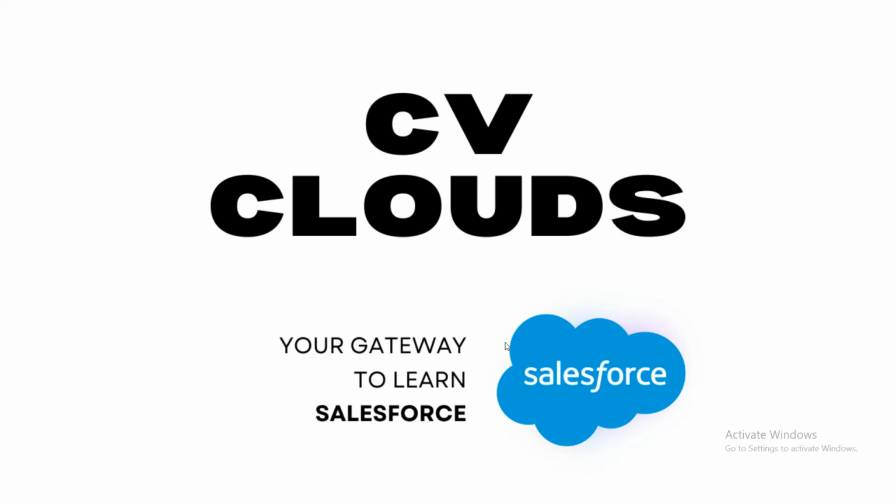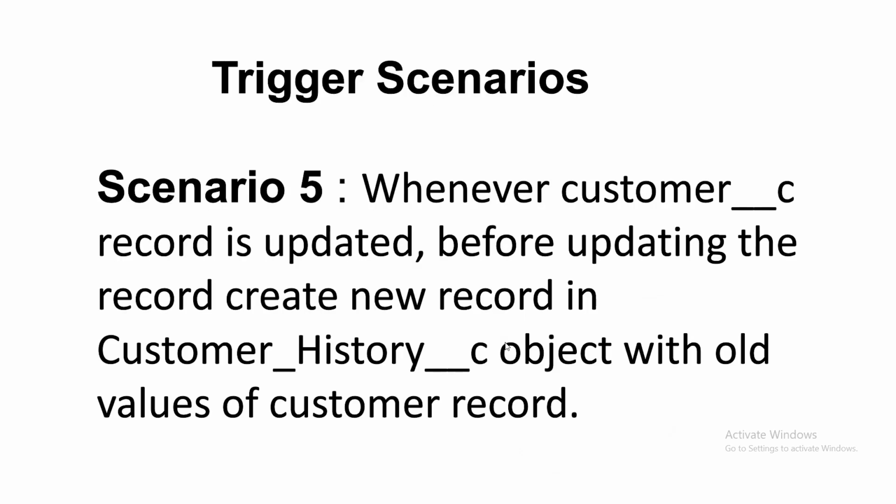My name is Vishal Mankar, and today we are going to learn about the fifth trigger scenario of our English trigger playlist. So let's start. Here, the trigger scenario is: whenever a customer record is updated, before updating the record, you have to create a new record in the customer history object with the old values of the customer record. So I will show you what the requirement is.